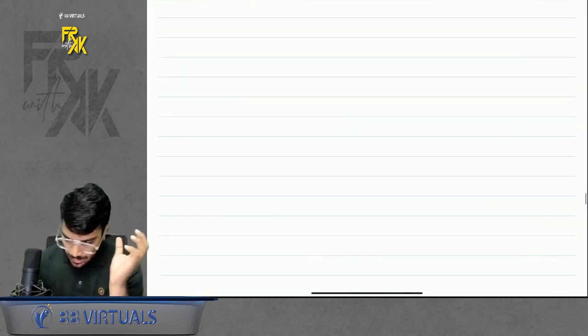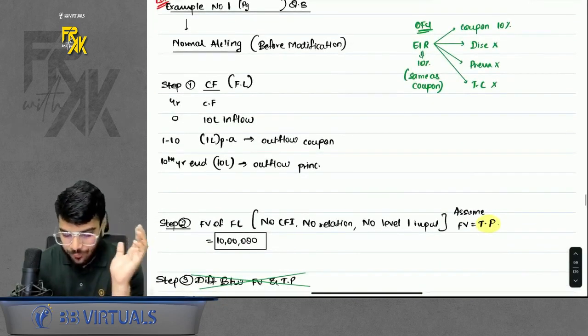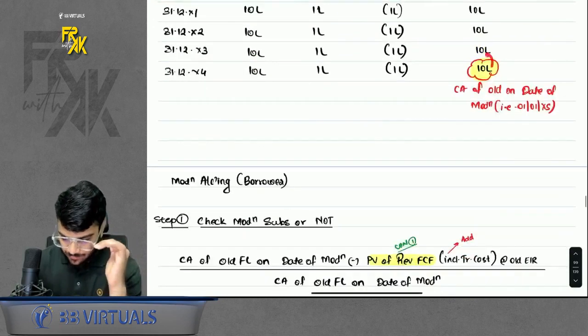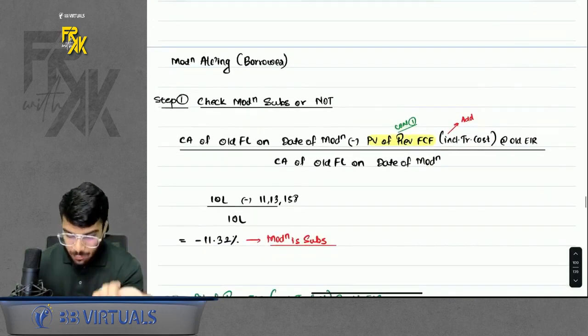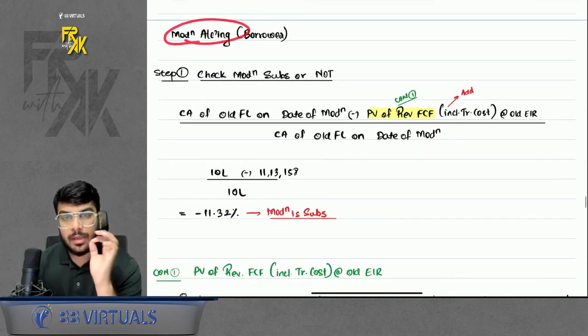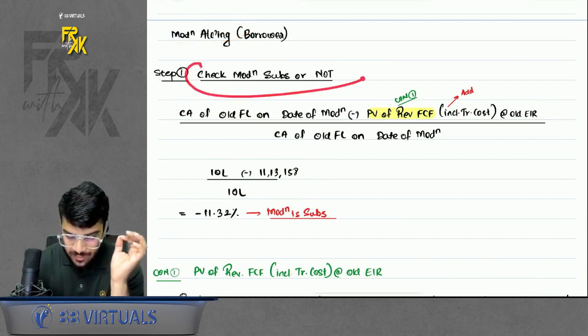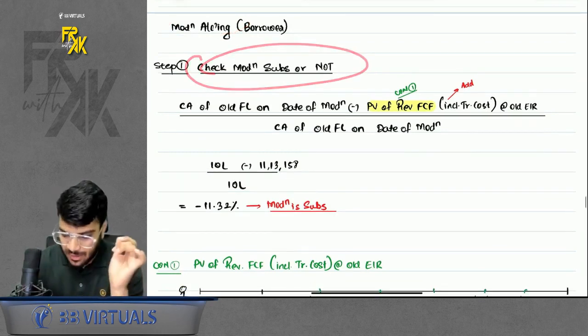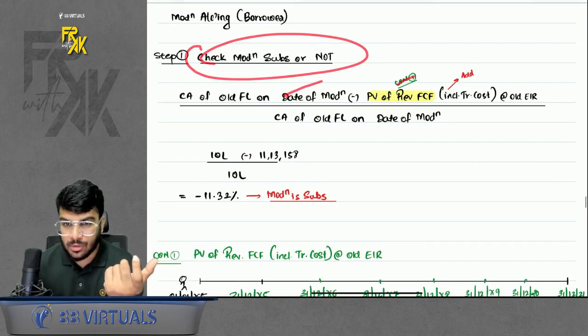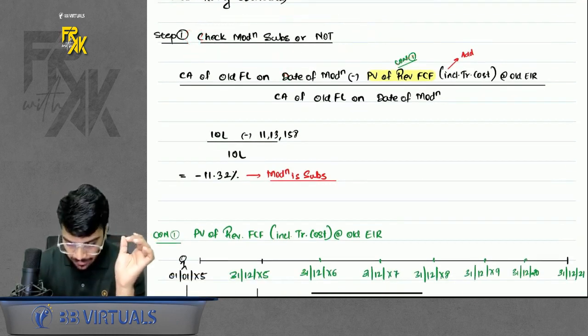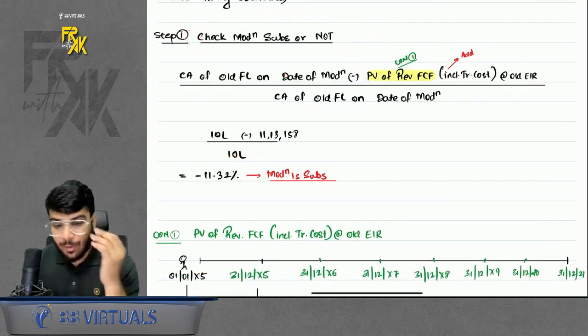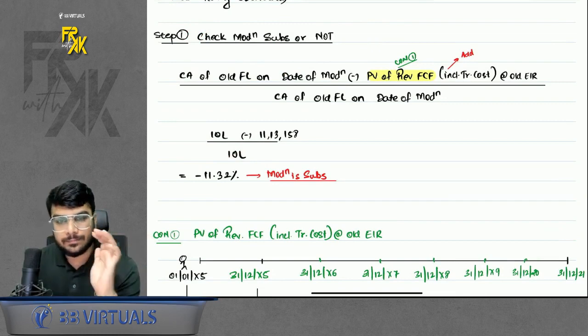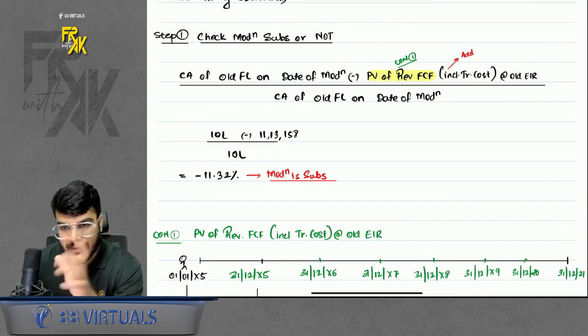How do we do this? Again, the same thing will happen. We will first do the normal accounting till the date of modification. It remains the same. Then we will do the modification accounting. In this, the first step is to check whether it is substantial or not. The procedure remains the same. Now you can find it on your own. When you check this, you get the answer as 11.32%. Now, can I say it is exceeding 10%? So the modification is substantial.